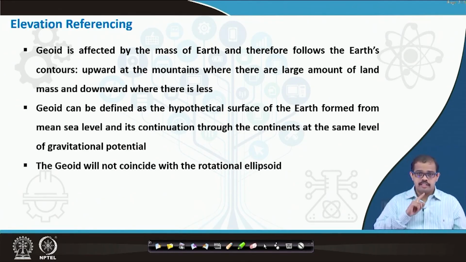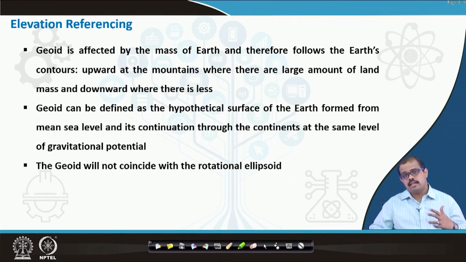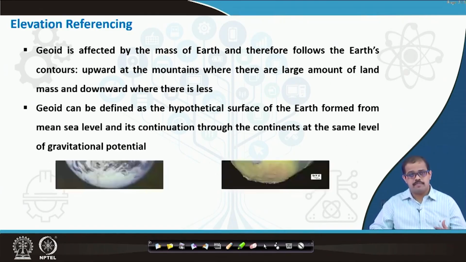So it is continuous as the earth's surface follows the contours and represents the entire mean sea level, but maintains the same level of the gravitational force. So look at every aspect of it. And one thing that you should remember is that the geoid will never coincide with the rotational ellipsoid, okay. Otherwise it's not called a geoid, okay.